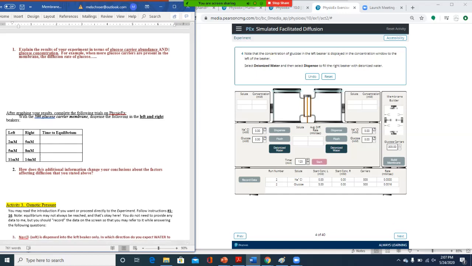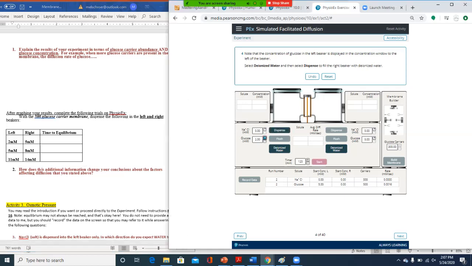Next, you are going to go back to Mastering A&P, and this time you're going to try putting glucose on both sides of the membrane. If you were following directions 1 through 7 over and over again, you would have been putting glucose over here and DI water over here. But now you're going to put 2 millimoles on the left and 5 millimoles on the right. Once again, you are going to run the same experiment with the 500 millimole membrane, and then put the time to equilibrium here.